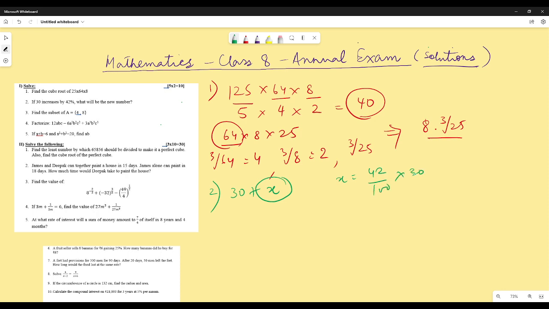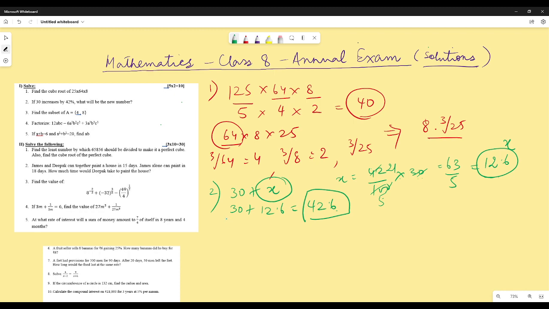This something is 42% of 30. So how do you find out what is 42% of 30? So you say 42% of 30 is 63 by 5, which makes it 12.6. So this is the value of x. So 42%, you remember I said when you write percent, it is like 42 on 100. So 42 by 100 on 30 gives you this number, and your actual answer should have been 30 plus 12.6, that is equal to 42.6. This should have been your answer.